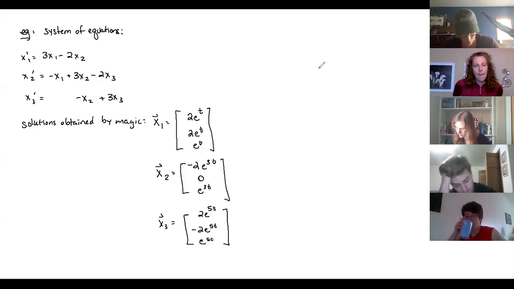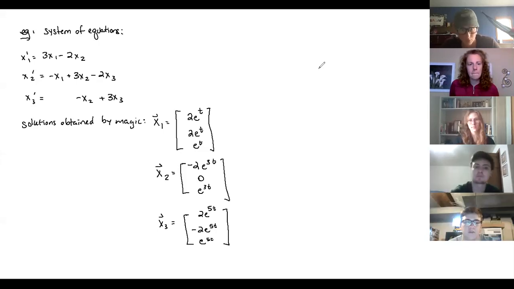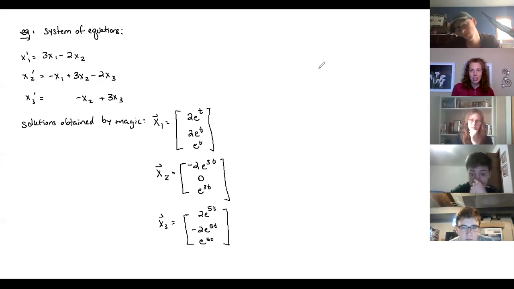Grant, question. Did you get those from the system of equations or did you just magic? Those are magic. So when we get into 5.4, we are going to do the magic that will let us obtain those. Right now, still coming by magic. Totally magic how those came.